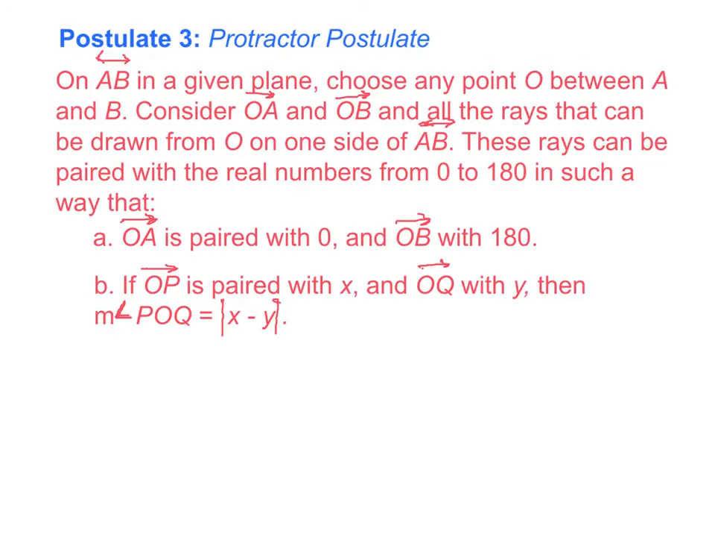We now have a couple of postulates relating to angles. The first of these is postulate 3, the protractor postulate. Now listen carefully. On line AB in a given plane, choose any point O between A and B. Consider ray OA, and ray OB and all the rays that can be drawn from O on one side of line AB. These rays can be paired with the real numbers from 0 to 180 in such a way that A, ray OA is paired with 0 and ray OB is paired with 180. B, if ray OP is paired with X and ray OQ is paired with Y, then the measure of angle POQ is equal to the absolute value of X minus Y.